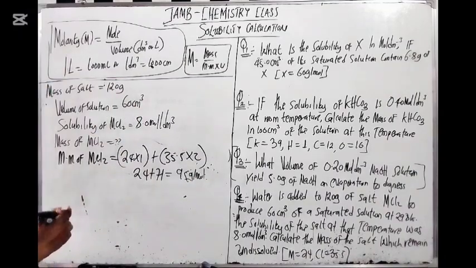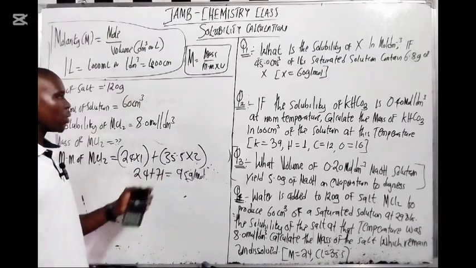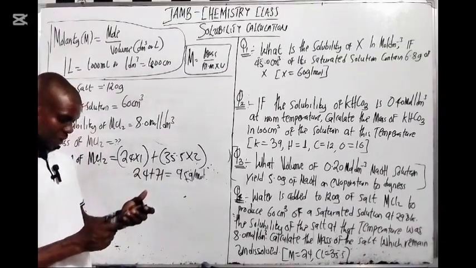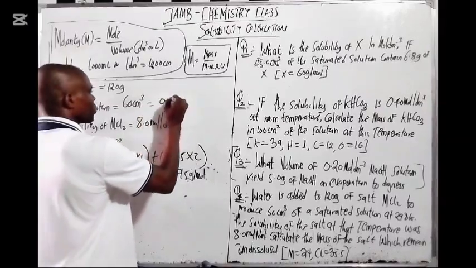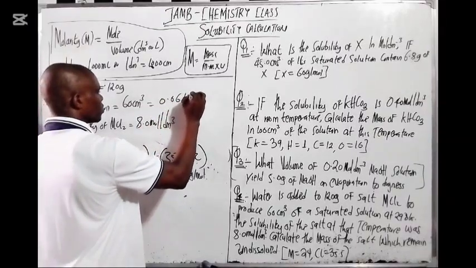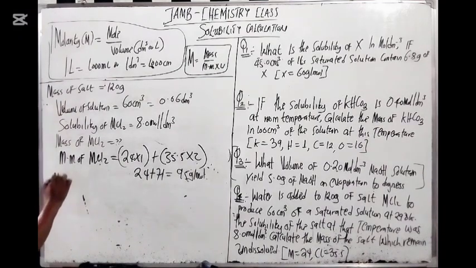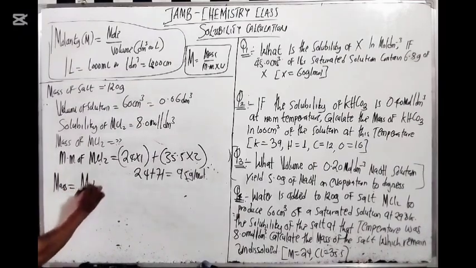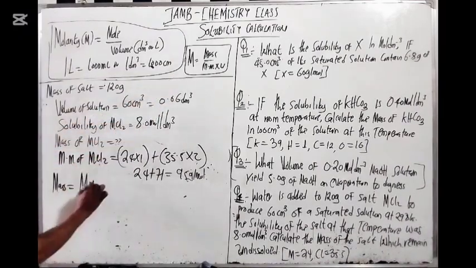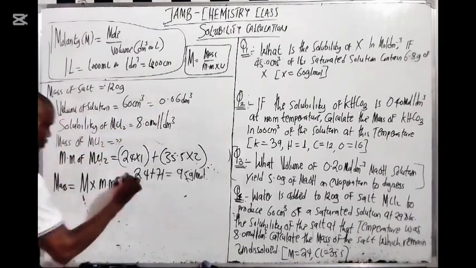Just that. Now remember, this volume must be converted to dm cube by dividing by 1000. So it will be 60 divided by 1000, which is 0.06 dm cube. So make mass the subject of the formula. Mass equals the molarity, that is the solubility, times the molar mass times the volume.